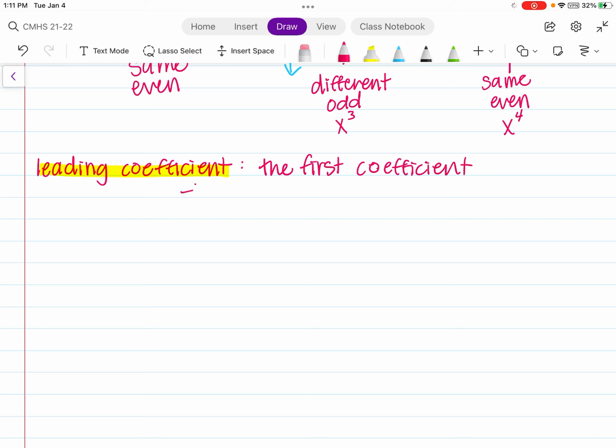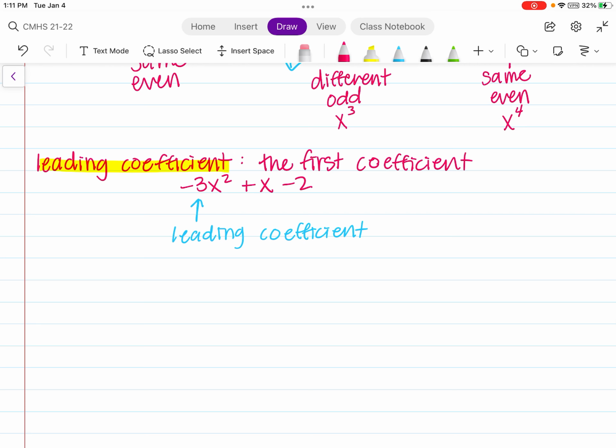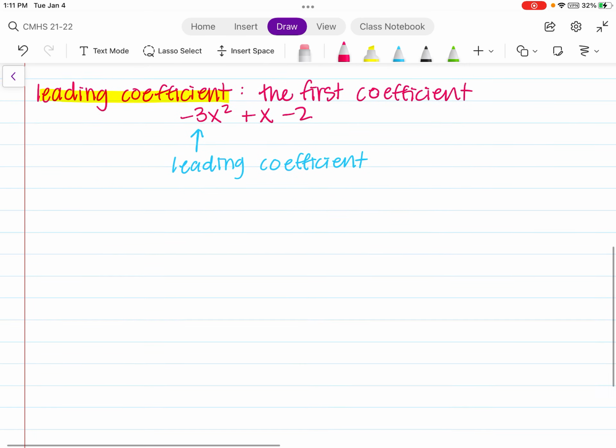So if we have negative 3x squared plus x minus 2, something like that, then the leading coefficient is that negative 3 right there. Basically, we already know this. If that A is negative, remember, A, B, and C, we know it's going to be flipped upside down. And if the A is positive, it's going to be right side up. This is just an extension on that.